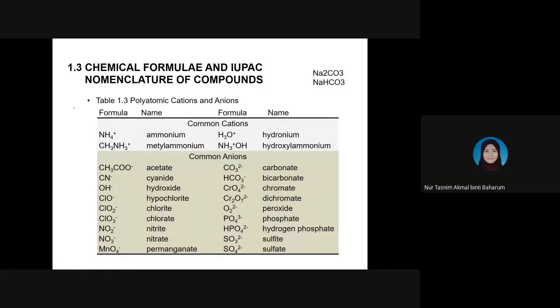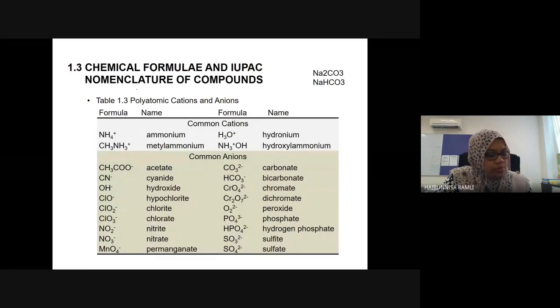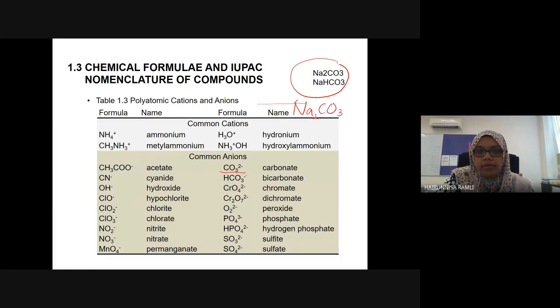Ya. Yep. Okay. Again, actually I want to show you this one. If you combine sodium with carbonate for example, you will write as Na2CO3, right? Okay. But if you combine with HCO3, the charge is negative 1. So it will become NaHCO3 where the name is sodium bicarbonate. Bisa dengar tak? Sodium bicarbonate. Or sometimes they call it as bicarbonate of soda. Pernah dengar kan?